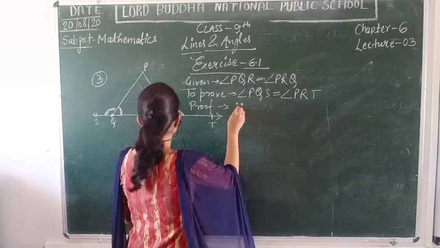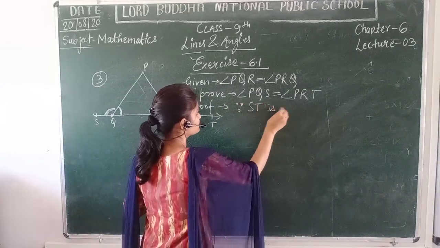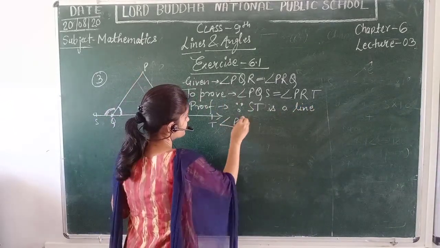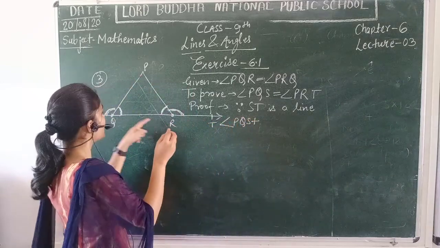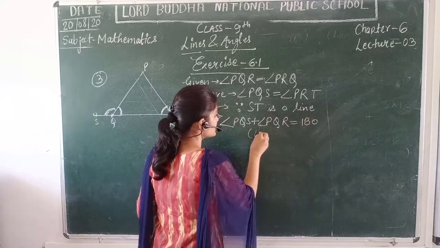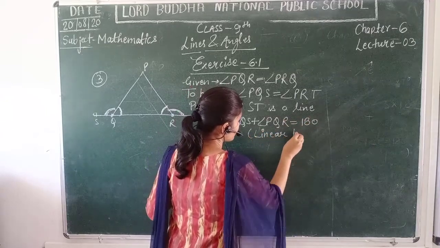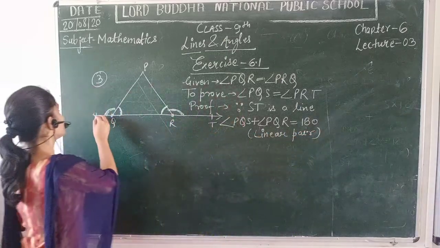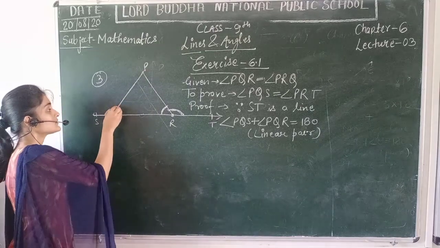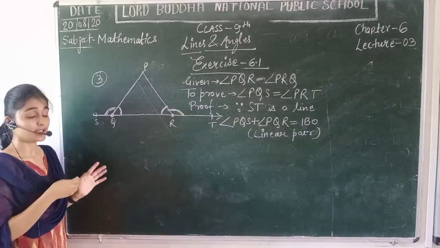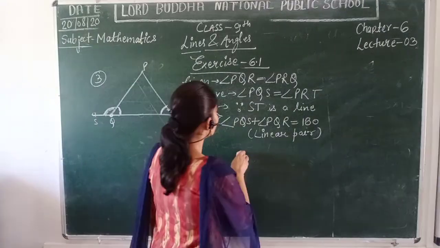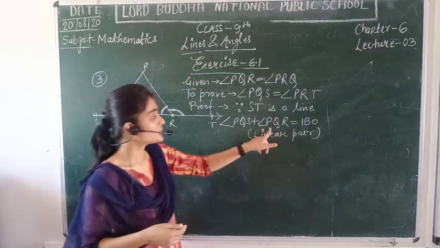Since ST is a line, therefore angle PQS plus angle PQR equals to what? 180 degrees, and the reason is linear pair. Both are formed on a straight line and there is a ray through it, so these two angles are forming linear pair, and if they are linear pairs, their sum is 180 degrees. So we have just written it here. So from here we can find the value of PQR.